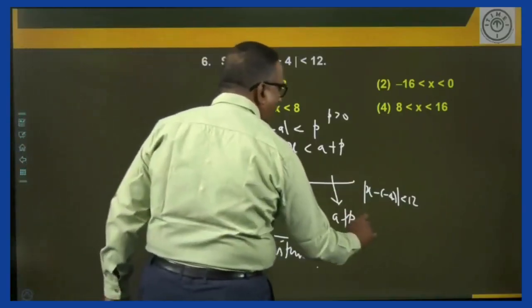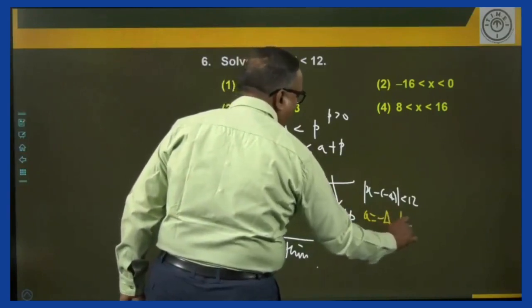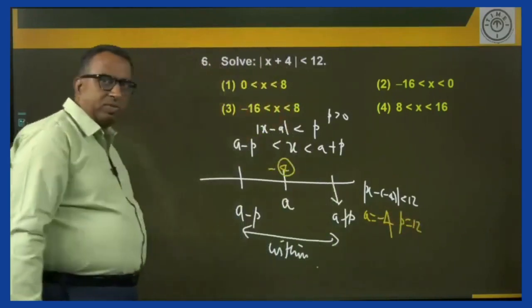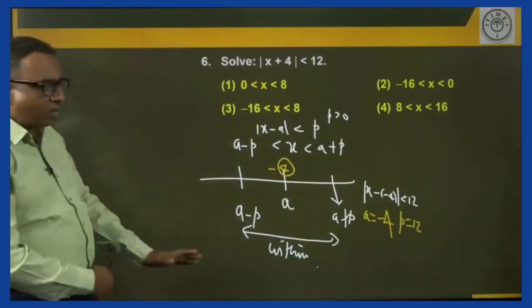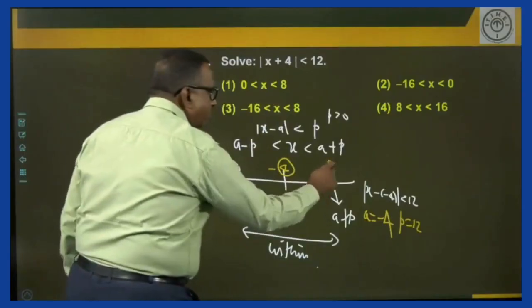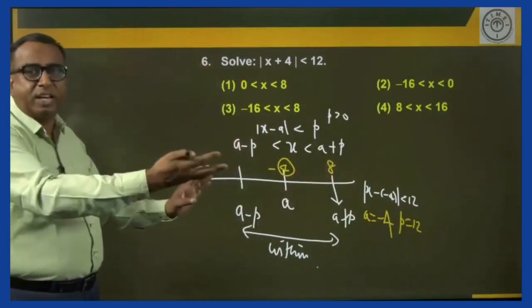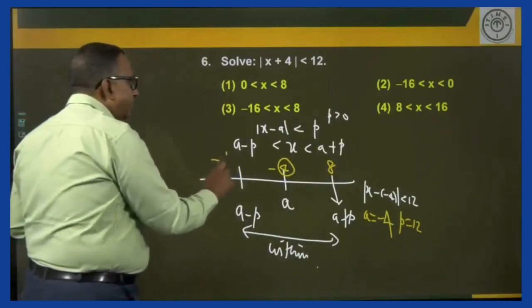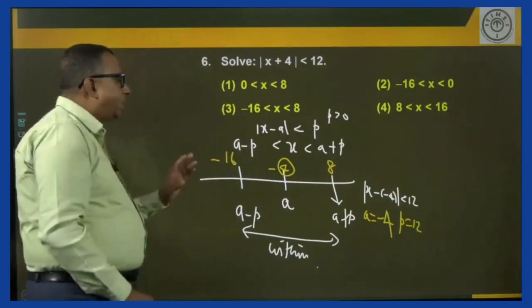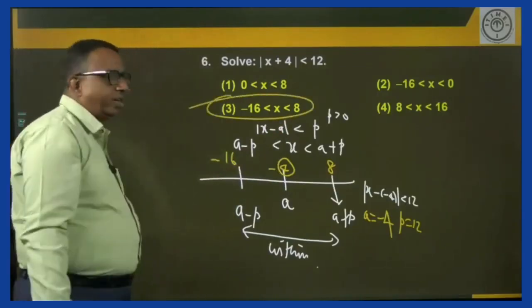A is negative 4. P is how much? 12. You are at negative 4. 12 units to the right. 12 minus 4 is what? 8. You are at negative 4. 12 units to the left. Right means addition, left means subtraction. Minus 4 minus 12 is negative 16. So what is happening here? Negative 16 to 8. So the answer is simply this one, negative 16 to 8.